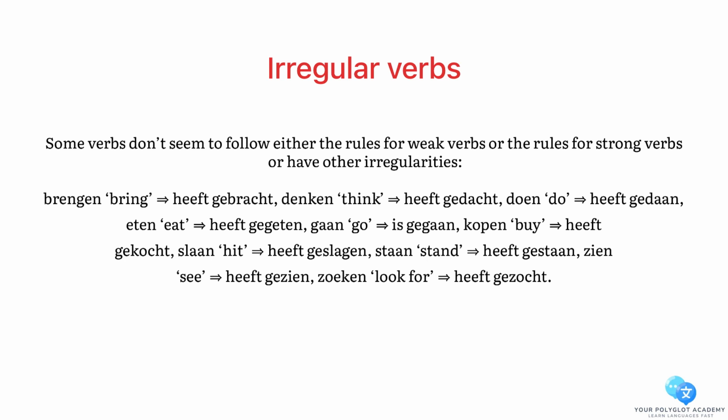In the end, there are also some irregular verbs that need to be mentioned. Some verbs don't seem to follow either the rules for weak verbs or the rules for strong verbs, or have other irregularities. Brengen, bring, heeft gebracht. Denken, think, heeft gedacht. Doen, heeft gedaan, etc. And in my opinion, it is best to keep a list of irregular and mixed verbs and their vowel changes as you acquire new vocabulary in order to not forget them.